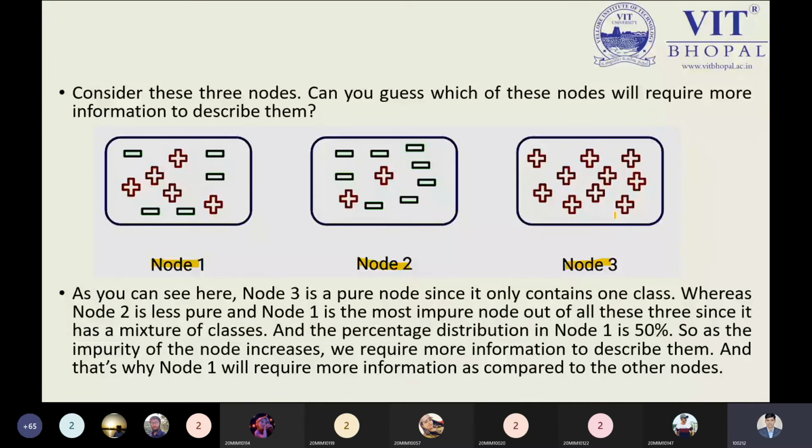So in this example, we can say node 3 does not have any impure data, while node 2 has less pure data, and node 1 has 50% impure data. So that is the point from which we can easily determine. Now, is this example clear?